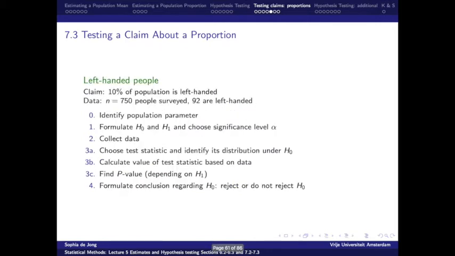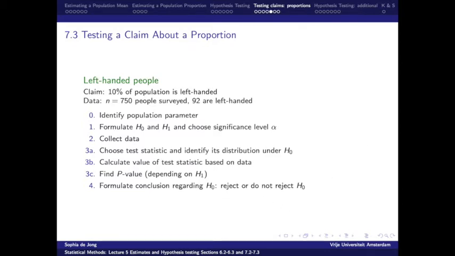Let's do another example. This is about left-handed people, and the claim is that 10% of the population is left-handed. This is a two-sided test because it does not say more than 10% or less than 10%. Okay, and some data is given. We have 750 people in our sample and 92 are left-handed. Alright, so let's test this claim following these steps.